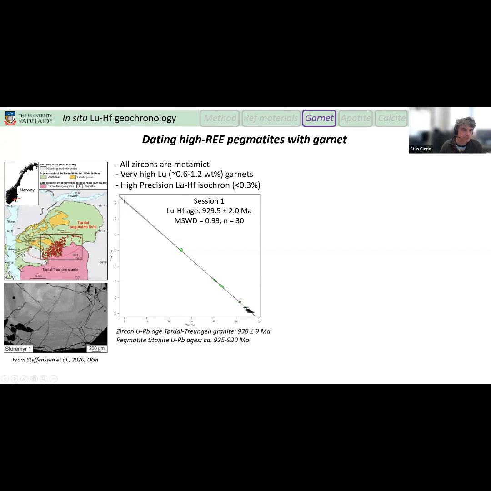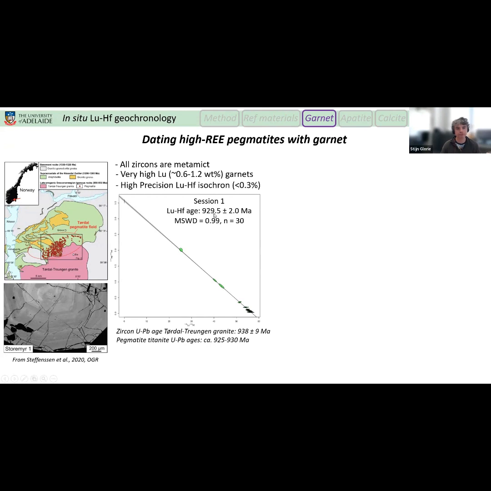I want to draw your attention maybe first to this point here. The composition of lutetium in the garnet is super high, up to 8% lutetium. So we get an enormous amount of lutetium in the garnets, which leads to very high count rates and by extension, very good precision. The precision for this single isochron in one session is already better than 0.3%.